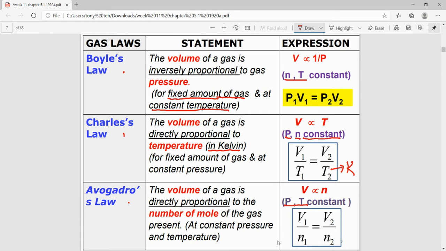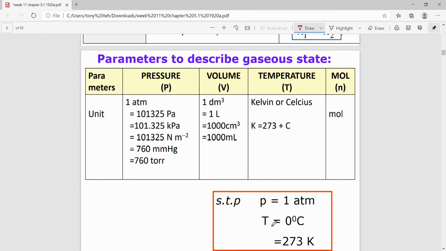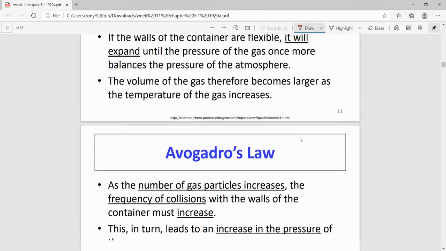So you can look at these three laws. We are just using pressure, volume, temperature, and moles. If any two of the variables are the ones we are going to use, then the other two will be constant. These are the parameters to describe gaseous states. There are many units that you can use.